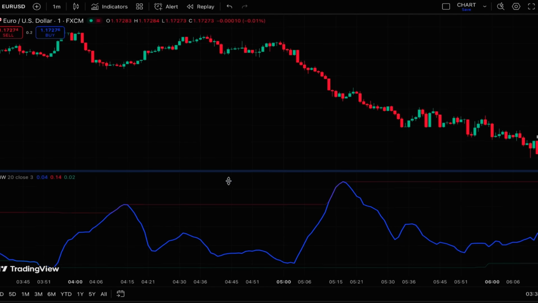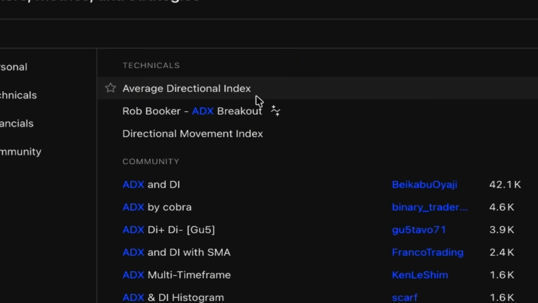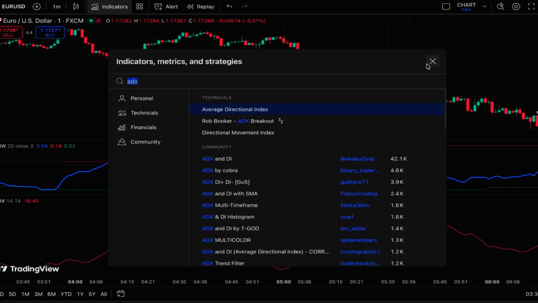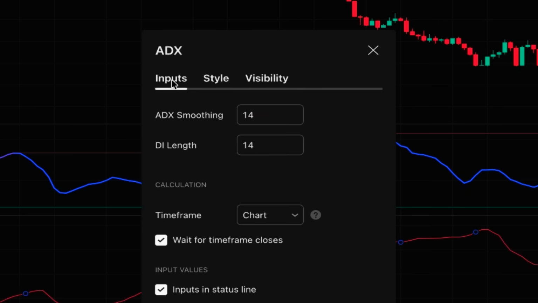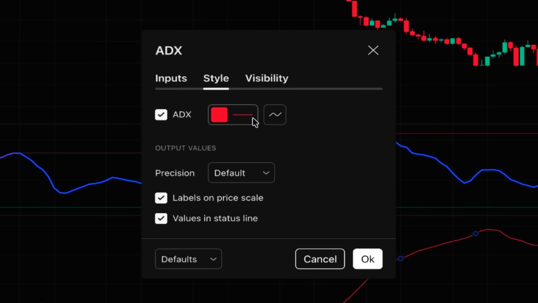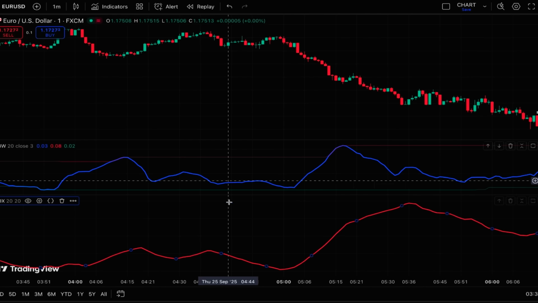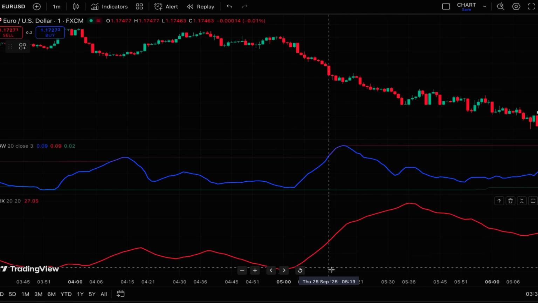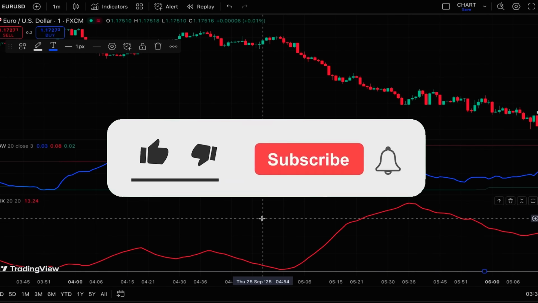Alright, now we need to add the second indicator. Here again we click on indicators and we search ADX, this one, average directional index, and we need to change its settings. So here we go to the settings of ADX, and first here in the inputs tab, for ADX smoothing we set it at 20, and for DI length we also set it at 20, and then we go to the style tab and we increase the thickness of the line so it will be better visible on our price chart. And in the next step, for the ADX indicator, we need to add a horizontal line here at 10.